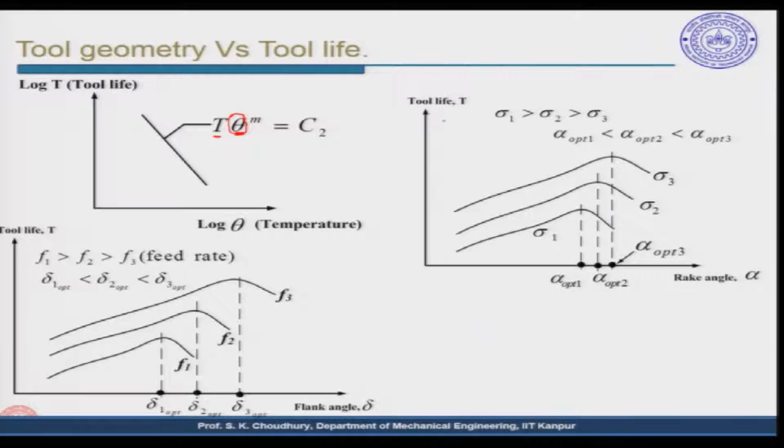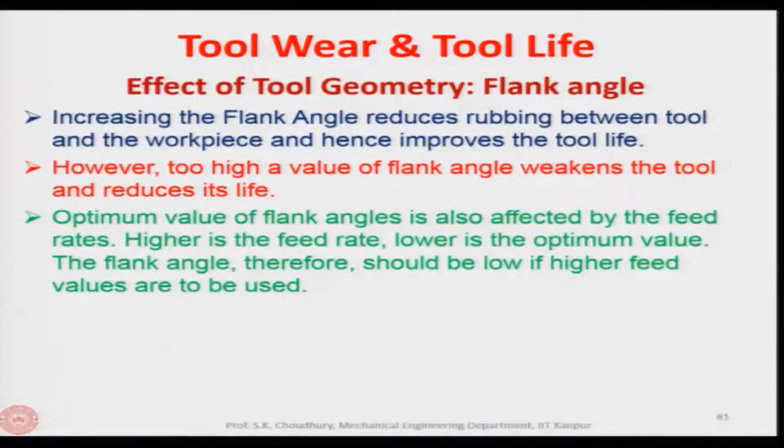Now, here what is shown is that as we increase the rake angle, initially the tool life is increasing, but afterwards it decreases because the tool gets weakened. And if we say that this is the harder material, with a higher strength of material, in that case the optimum value of the rake angle will be lower. So, earlier we made the conclusion that the optimum value of the flank angle is also affected by the feed rates.